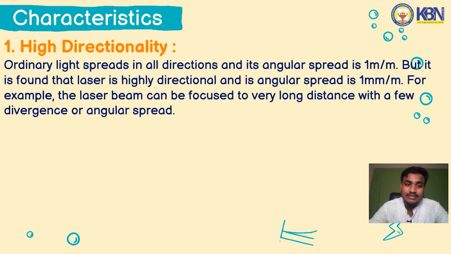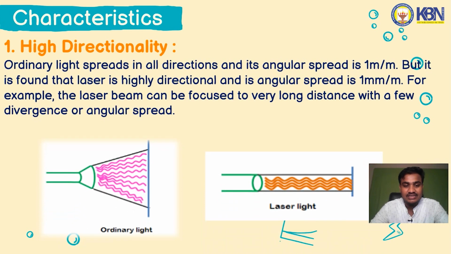For example, the laser beam can be focused for a very long distance, within a small divergence or angular spread. But by using an ordinary light, we can't achieve that. Here you can see, by using ordinary light, the angular spread is more. But coming to the laser light, its angular spread is less. It is one of the characteristics of laser.